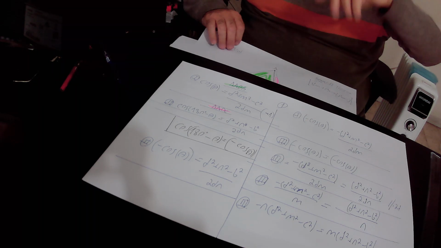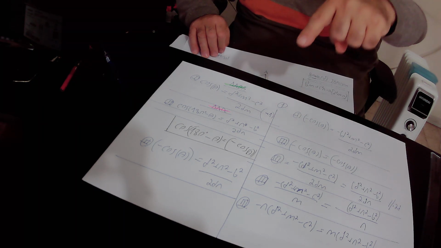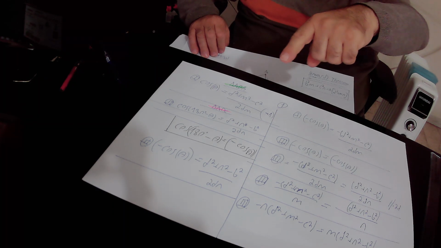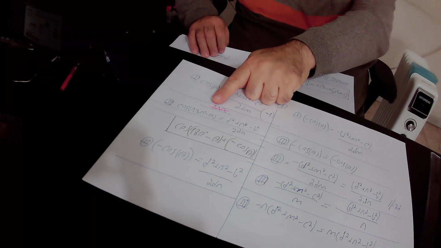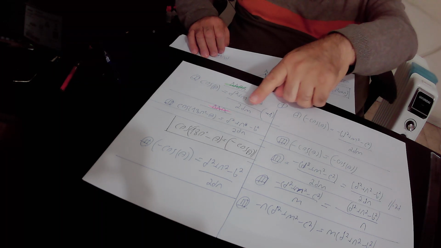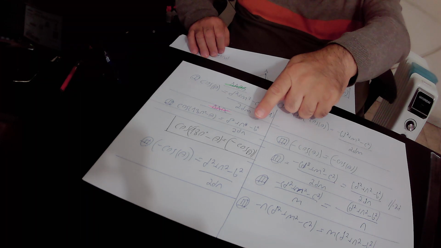Then we have the trigonometric identity that states that cosine of 180 degrees minus theta equals minus cosine theta. So we substitute cosine of 180 degrees minus theta in this equation number 2 by minus cosine theta. So it is equal to d squared plus n squared minus b squared over 2 times d times n.